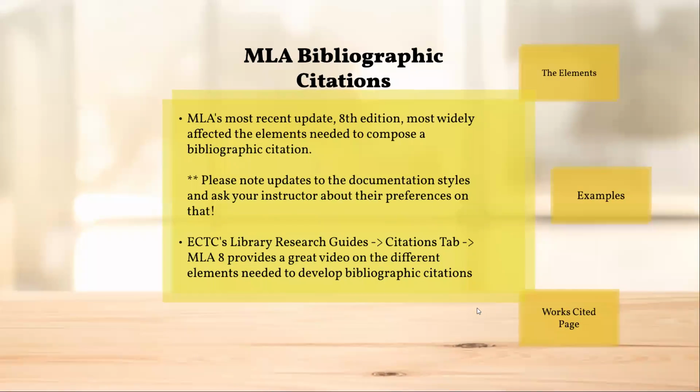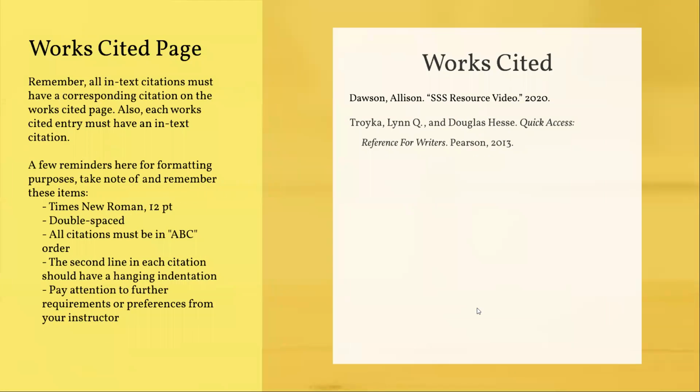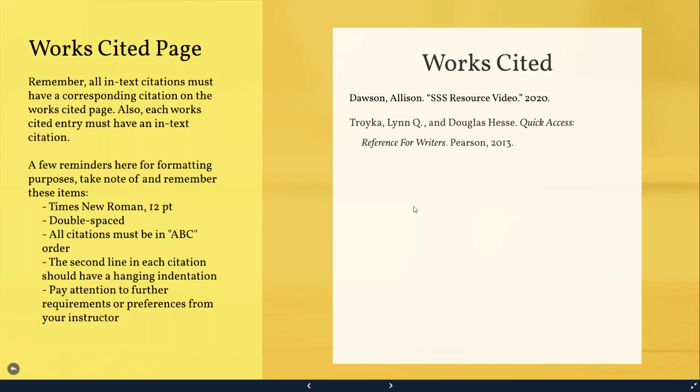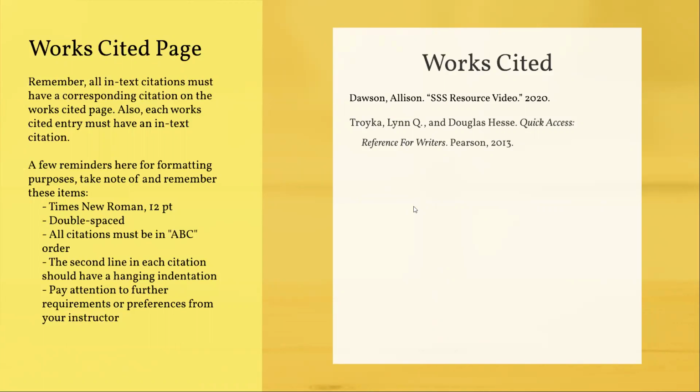And the last bit here that we're going to cover is your works cited page. Please remember, all in-text citations must have a corresponding bibliographic citation, and roles reversed, each works cited entry must have an in-text citation. You cannot have one without the other. A few other items here: Times New Roman 12-point font, double spaced. All citations must be in ABC order. Notice Dawson before troika here. The second line in each citation should have a hanging indentation, which is 5 spaces from the left margin. And pay attention to further requirements or preferences from your instructor on this.